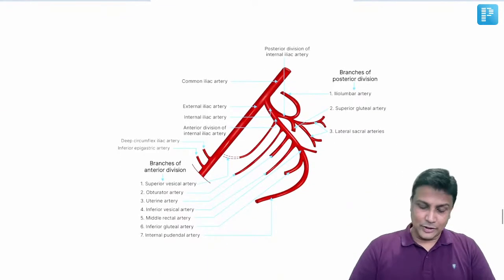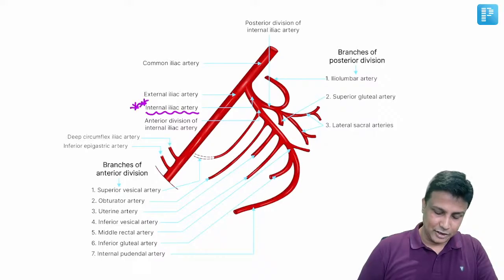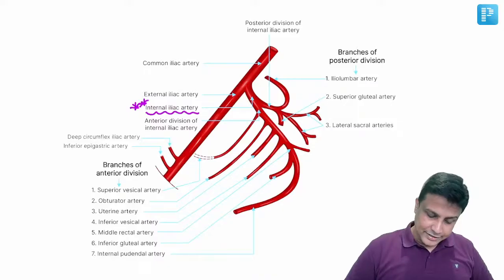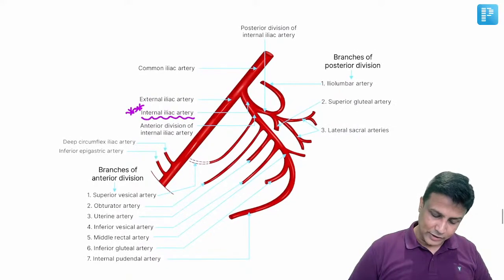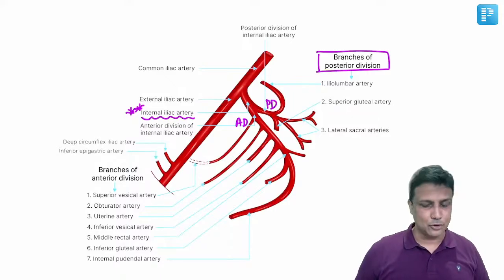Now once you are done with this one, welcome to the internal iliac artery. Internal iliac artery, another important PYQ for your INI-CET exam. Many times the question has been asked from here. The internal iliac artery is divided into two divisions here. One is your anterior division, another one will be the posterior division. And I request you to remember the branches of only and only the posterior division.